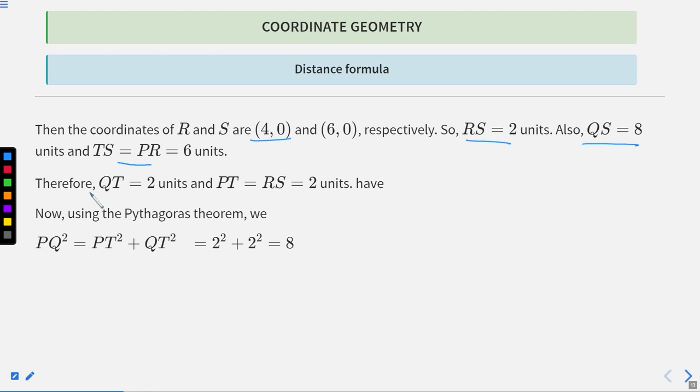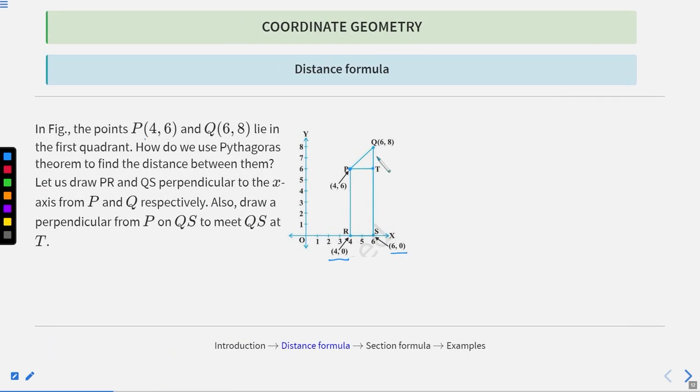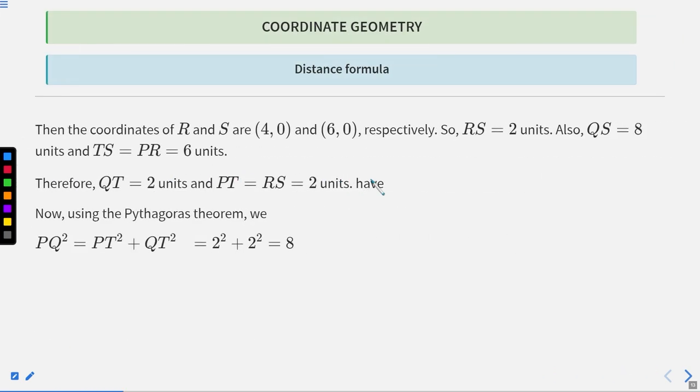Therefore QT, this distance, is 8 minus 6, that is equal to 2 units. Okay, so here QT is equal to 2 units, and PT is equal to RS, and RS is equal to 2 units.